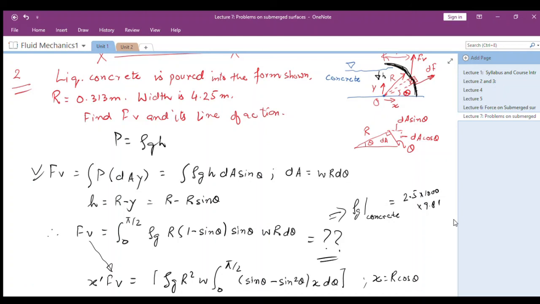Second thing, to find the location of the vertical force is also simple. You just need to find the moment of the resultant force and the moment of the elemental force and equate them, and from there you can find the location x dash. And that's how you can deal with these problems. Definitely we always need to take an elemental surface and then integrate it, so a little bit of integration is involved in these kinds of problems. Any queries here? If you have any questions, then let me know.